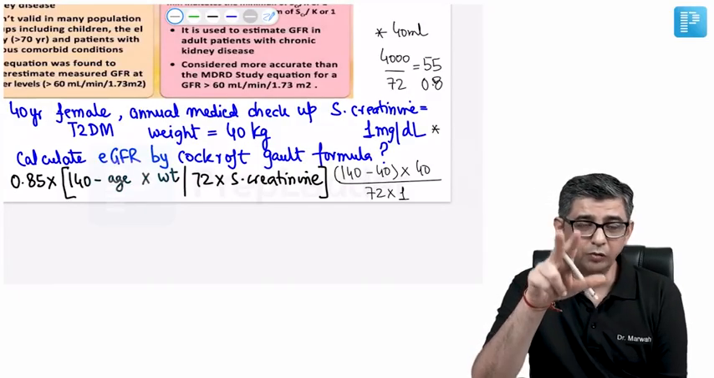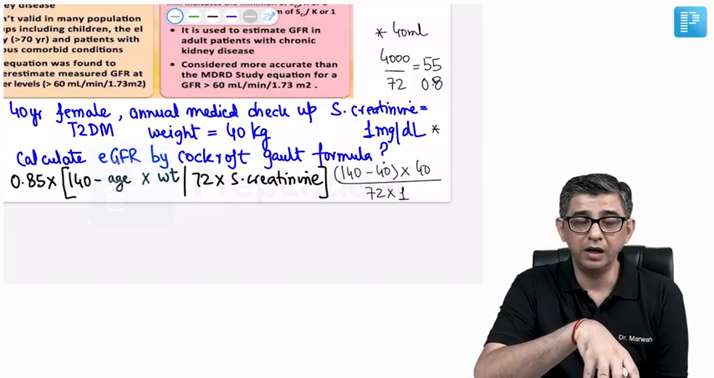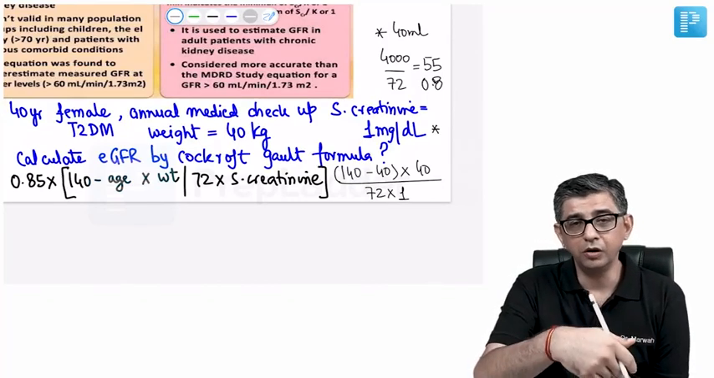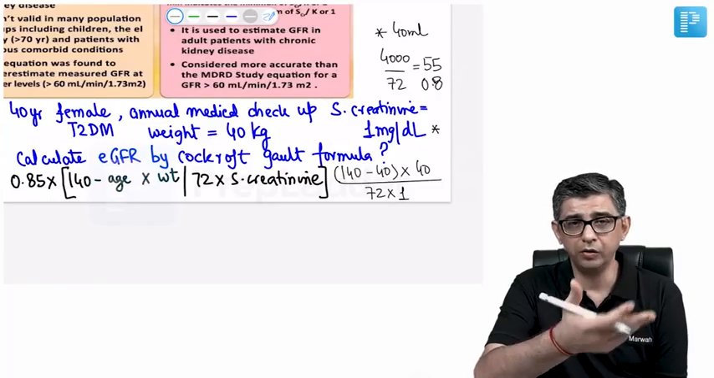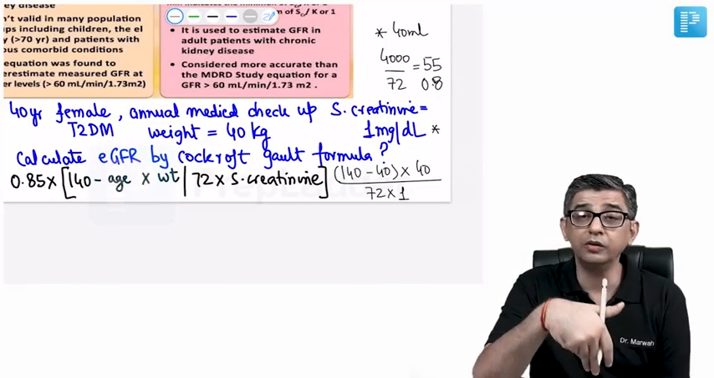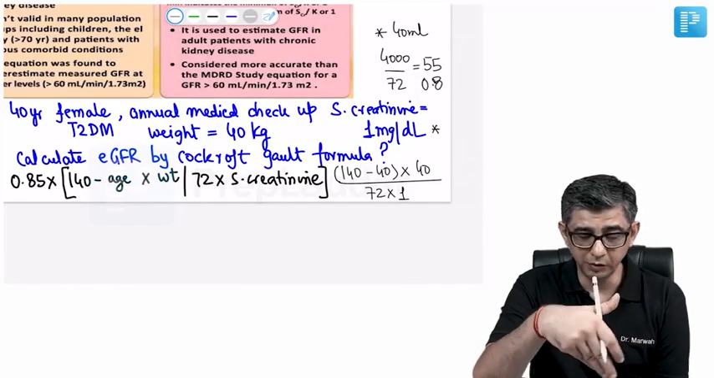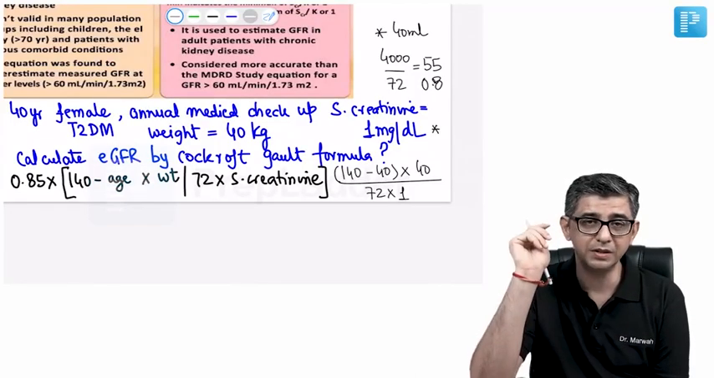There are two messages that I want to give you from this particular mathematical discussion that I've had. Point number one, Cockcroft-Gault formula is not very accurate. When I was a student, I used to read it was a very accurate method. It's not accurate. Why? Because it can underestimate the GFR of a patient with respect to an underweight patient. That's one message.